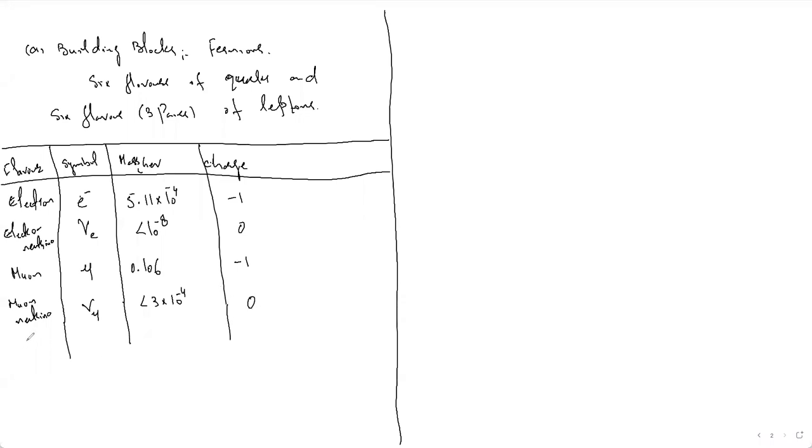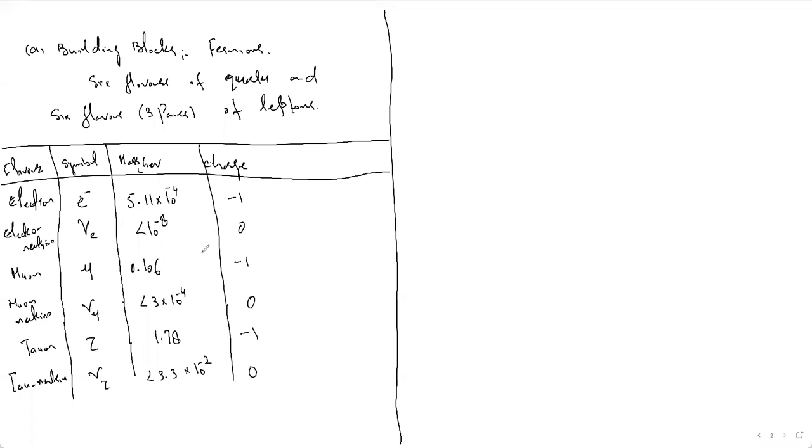Then we have the tau. Its symbol is like this, and its mass is around 1.78. It's a massive particle compared to the electron and muon. Then we have the tau neutrino. Its symbol is like this, and the mass is less than 3.3 into 10 to the power minus 2 GeV. Its charge is 0. So the standard model, as I said, consists of two different kinds of particles. One is the basic building blocks, which are classified as the 6 flavors of quarks and 6 flavors of leptons. Now these are the different flavors of the leptons.